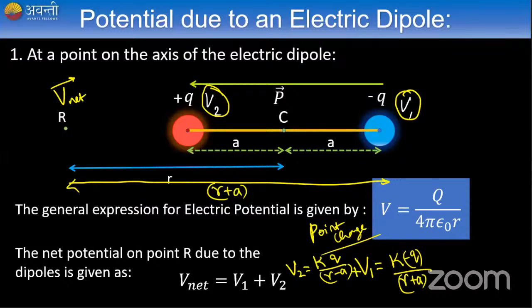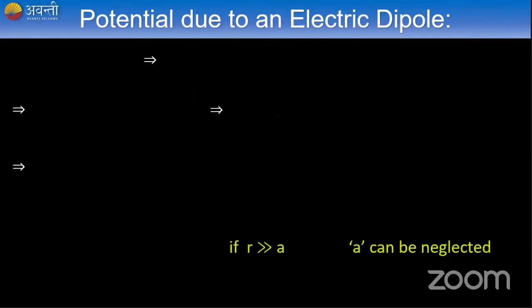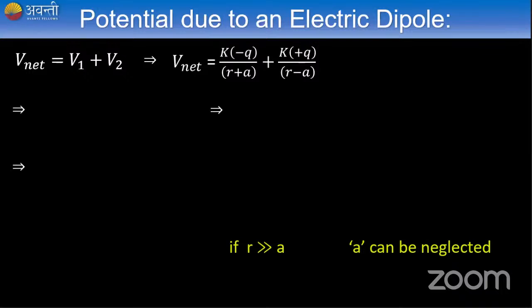Correct, Ramakrishna Reddy. Correct, Aparna. Cool. So we'll try to derive the expression for that. First we'll consider V net is equal to V1 plus V2. That is, V net is equal to K into minus Q by R plus A plus K into plus Q by R minus A. Hope you guys got this. Till here, is it clear, guys? Please reply, I need your support.